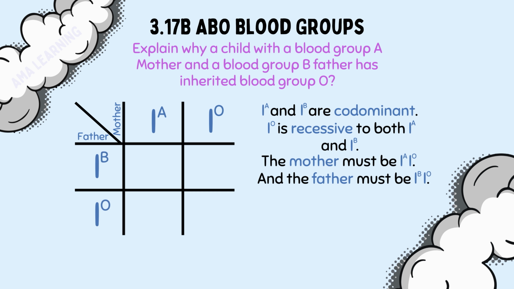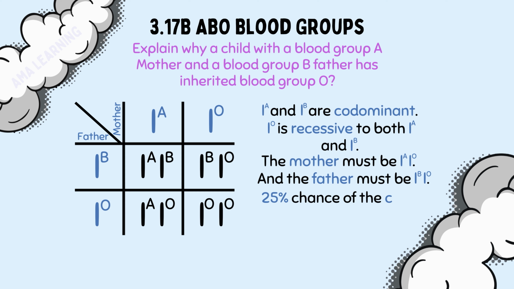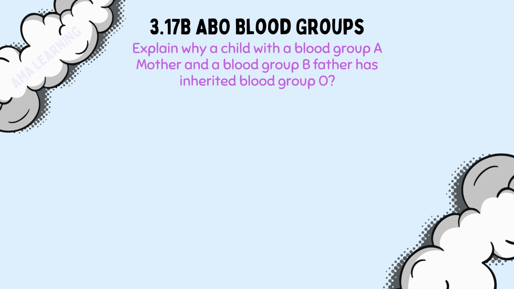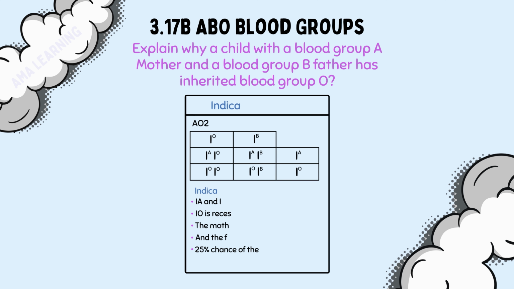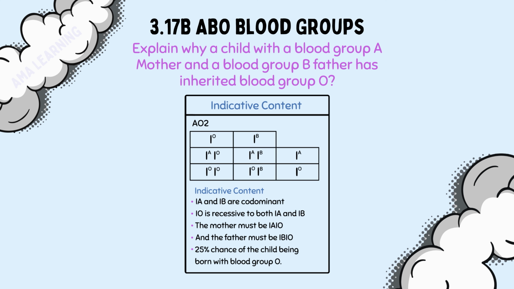The Punnett square will therefore look like this. This shows that the child's genotype is IOIO and that there was a 25% chance of the child being born with blood group O. If we compare our learning to the mark scheme, we would have got the marks outlined in every single bullet point, so full marks. Well done.